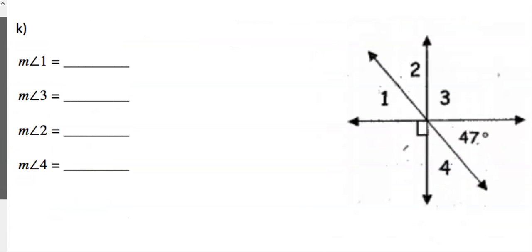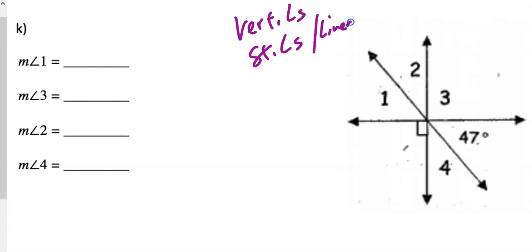Now, using that same knowledge, I would actually like you to plug this in as well. The only extra thing we have in here is we do now have a 90-degree angle. But think about your vertical angles, your straight angles, and linear pairs. Okay, push pause, fill this in as best you can, and push play when you're ready to check your answers.